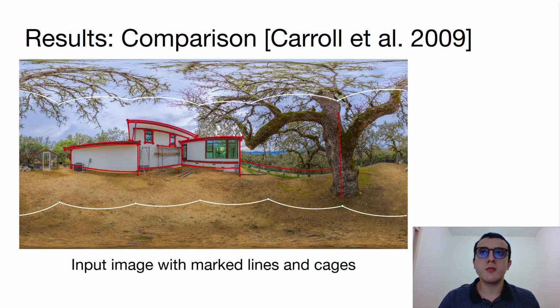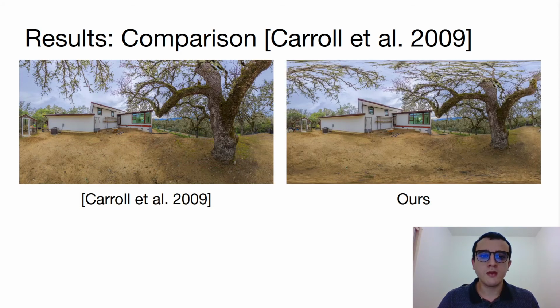We can compare our methodology to the one by Carroll and colleagues in this outdoor setting, with the aim of rectifying most of the lines of the image. On the left, we have the result by Carroll and colleagues. While their method is able to correctly rectify the selected lines, it's not developed to preserve the entire field of view. On the other hand, our methodology, on the right, is specifically developed to preserve the complete spherical view while rectifying the lines as well as the former method.